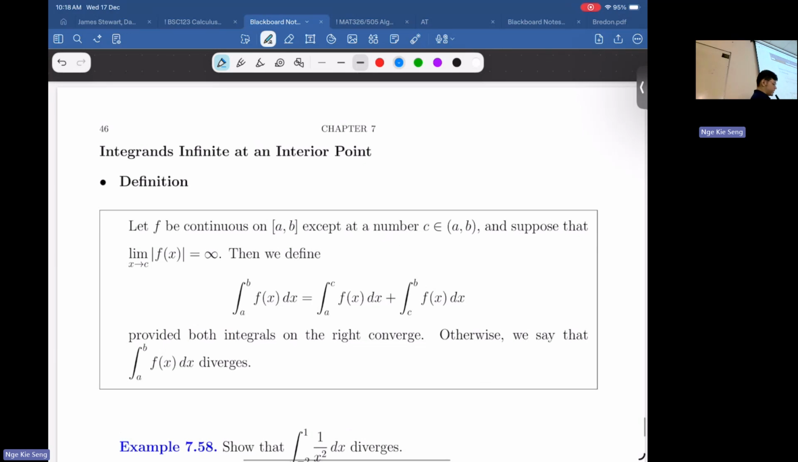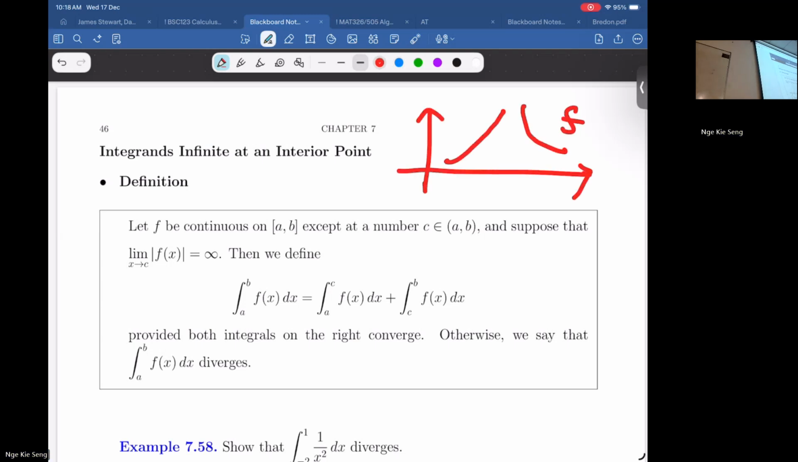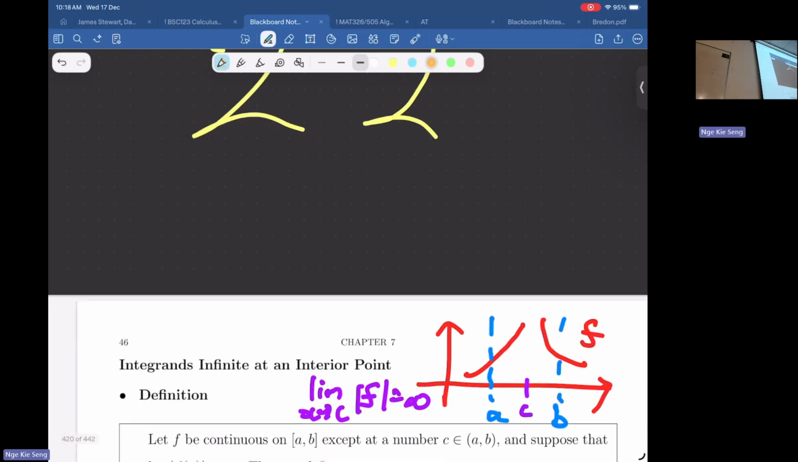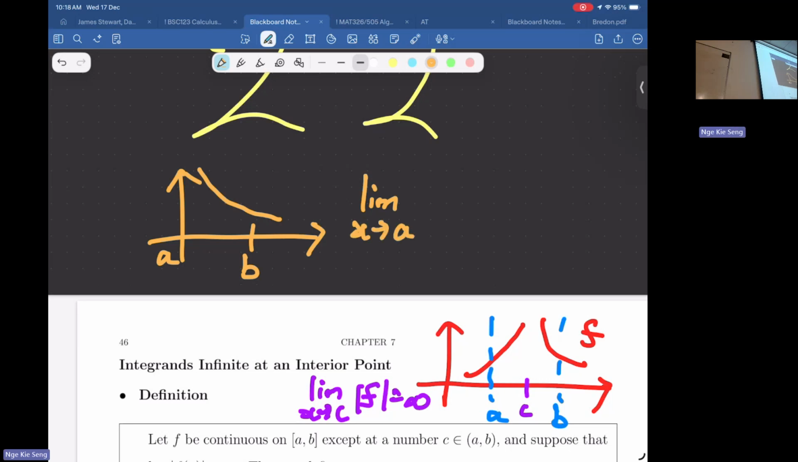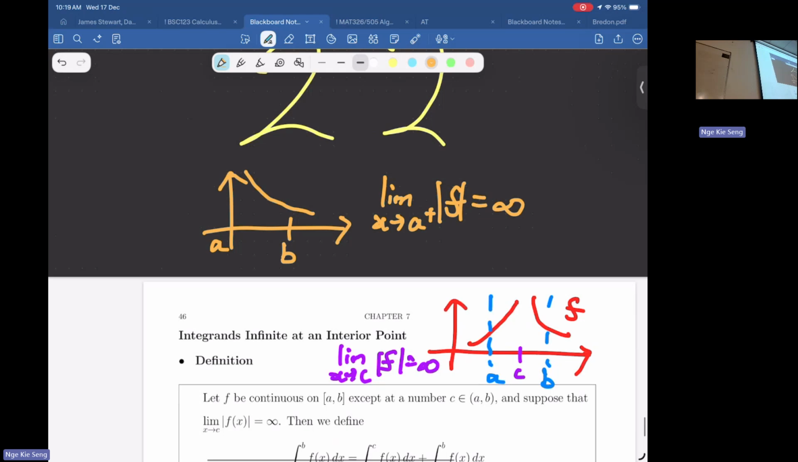So next part is concerning the infinite happening at the interior points. Let's say you have a function f, but you want to integrate from a to b that contain this c, where the limit as x goes to c of f is infinite. Previously, we tried to integrate from a to b, but your function would shoot out at a, for example, or b, one of the endpoints. So now the infinity point happens in the middle.